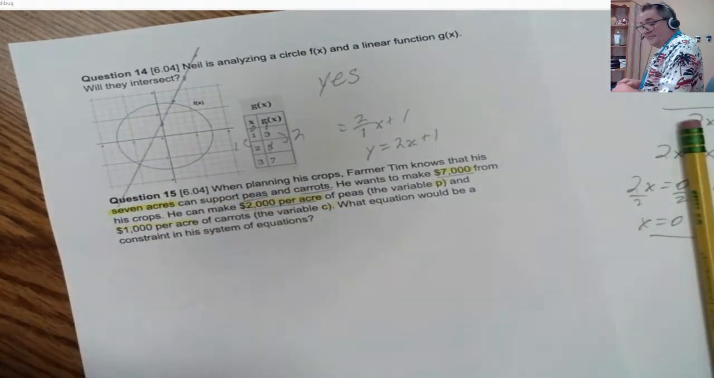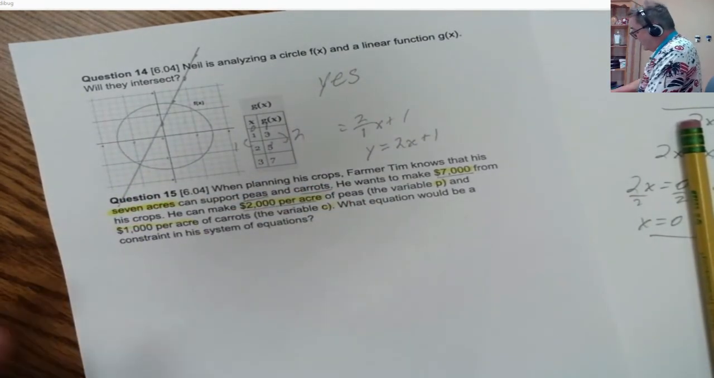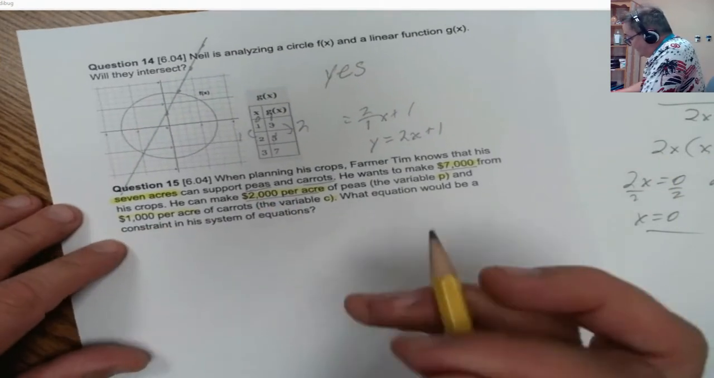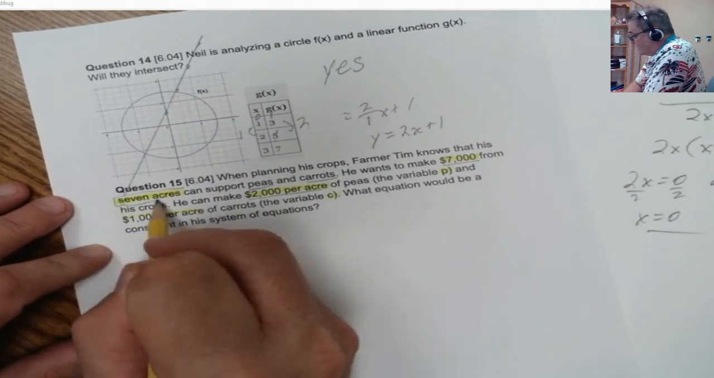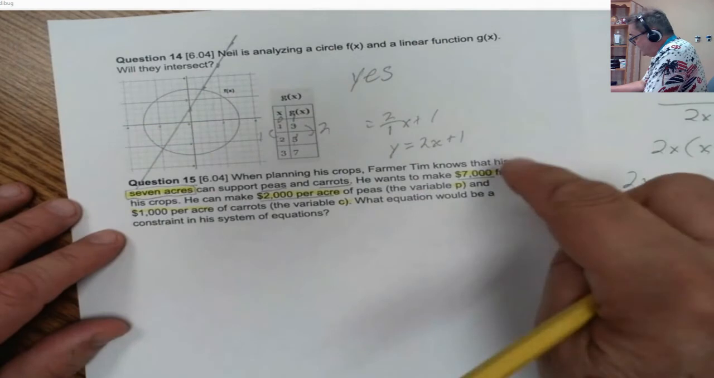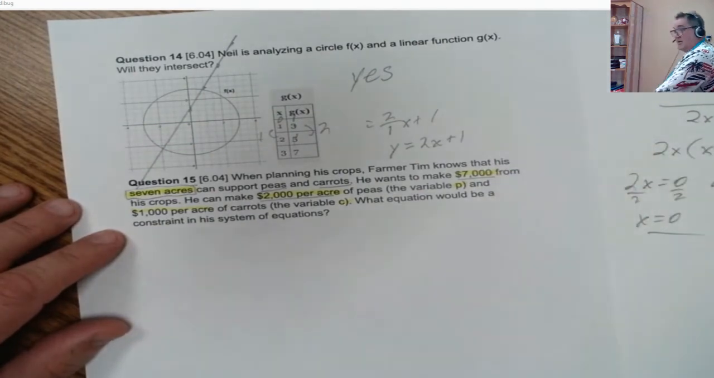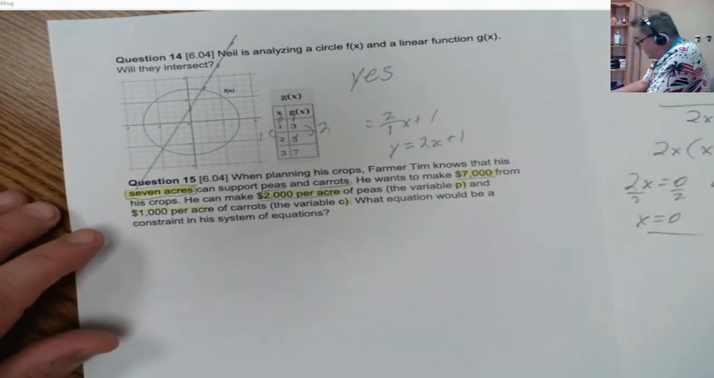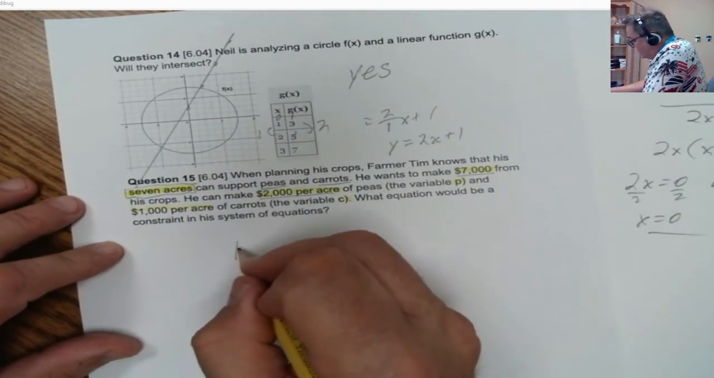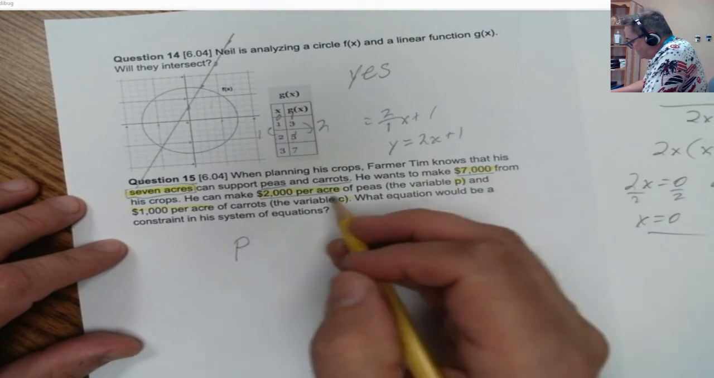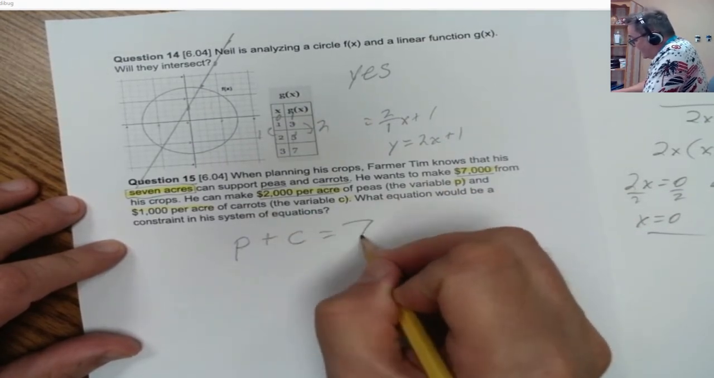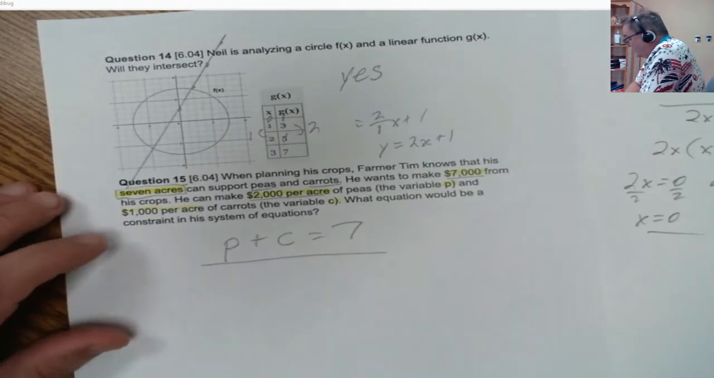7 acres. So the constraint, because he can make $2,000 per acre, but the constraint is the acres. That's the total he can plant. Right? How much money he makes? He wants to make $7,000. That's not a constraint. That's what he wants. He's limited to 7 acres total. So his peas plus his carrots have to equal 7 acres. That equation would be the one that's the constraint.